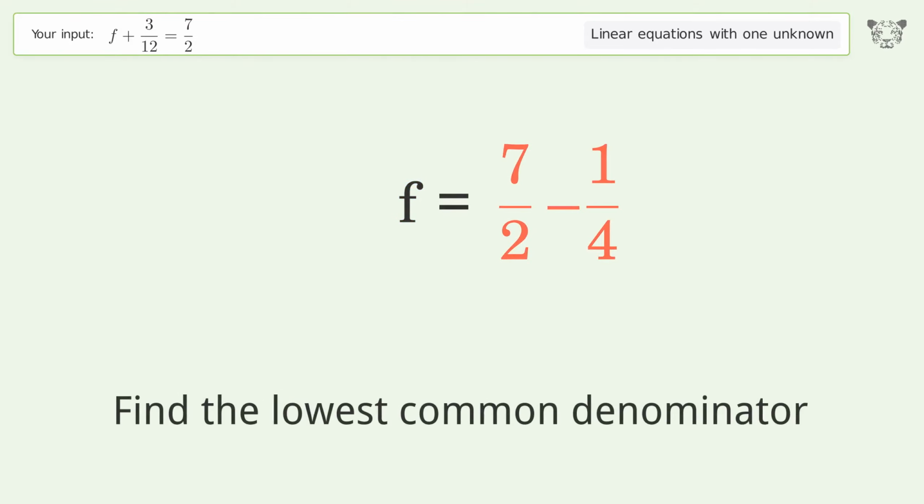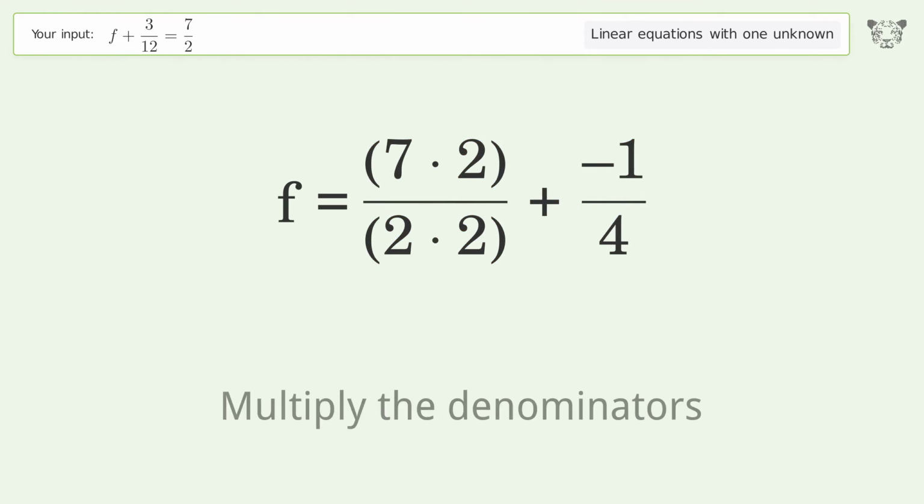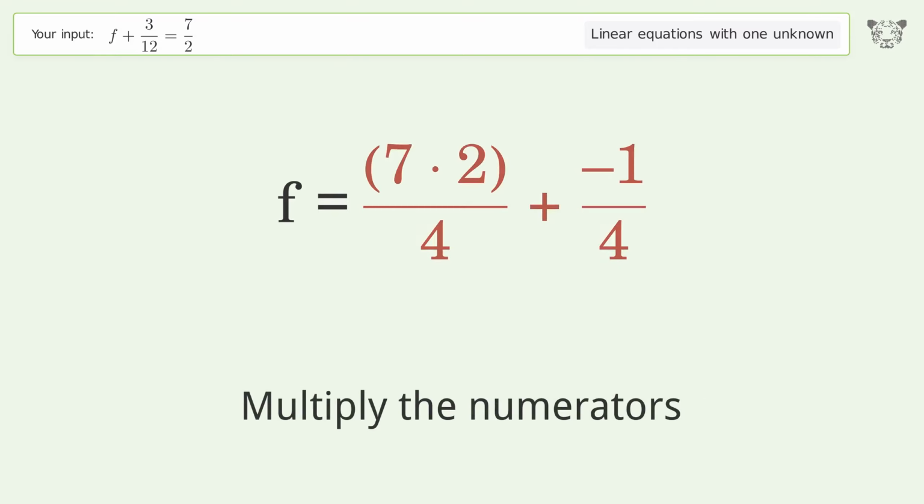Find the lowest common denominator. Multiply the denominators. Multiply the numerators.